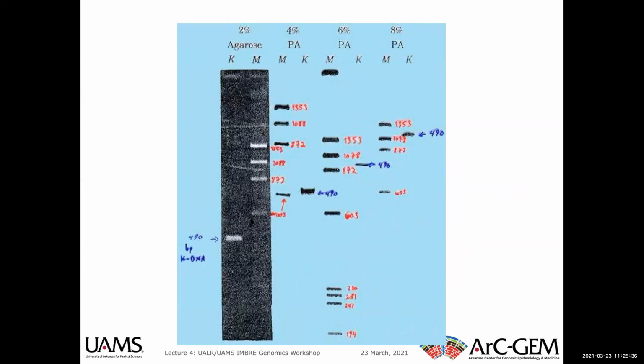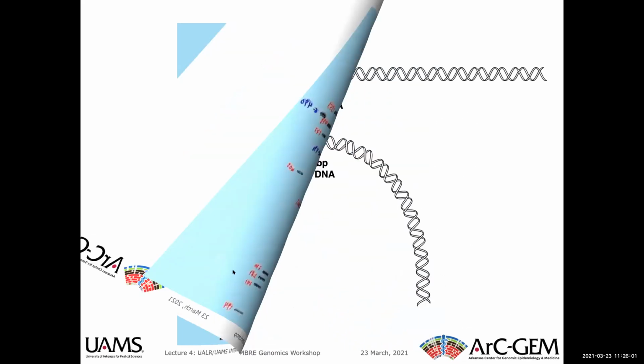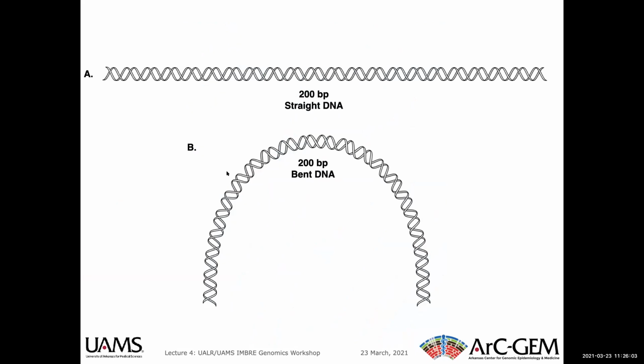But here's a 490 base pair piece of DNA. It's running in an agarose gel, as it should, as about 490 bases. But in an 8% acrylamide gel, it runs as if it's more than 1,000 bases. So it's running anomalously slow. And it turns out that as you increase the percent acrylamide, it runs slower and slower. That's because this piece of DNA is curved. You can have something like this, a stable curve, or you can have straight DNA, right?